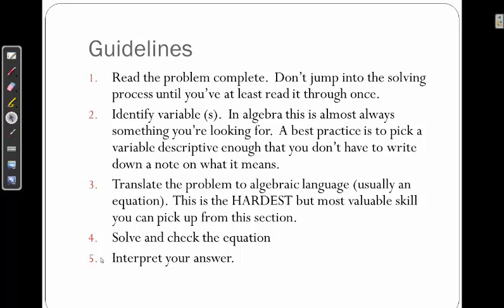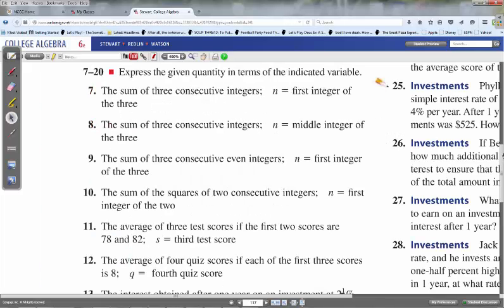He means, what is this answering? And you need to know that if you're doing a problem, because that's the whole point of solving it, to figure out the answer to some question. Well, you found the answer, but you have to interpret it. Is it a speed? Is it an amount of money? Is it an amount of sand? Something. So we'll interpret our answer at the very end. So we're going to dig right in.